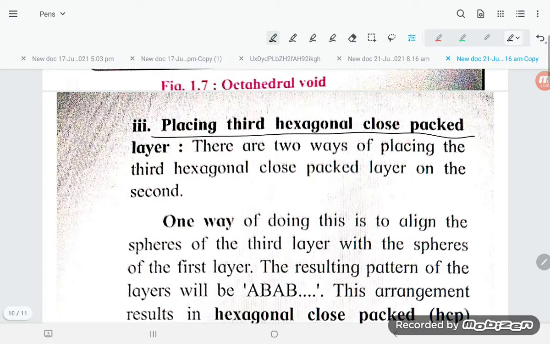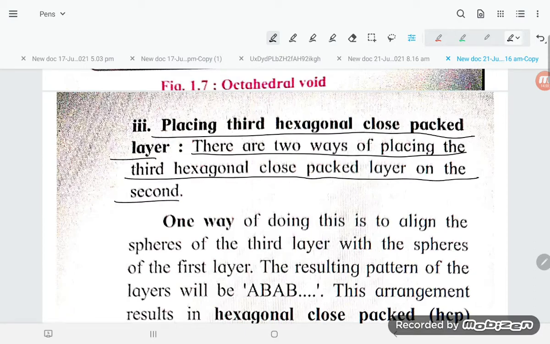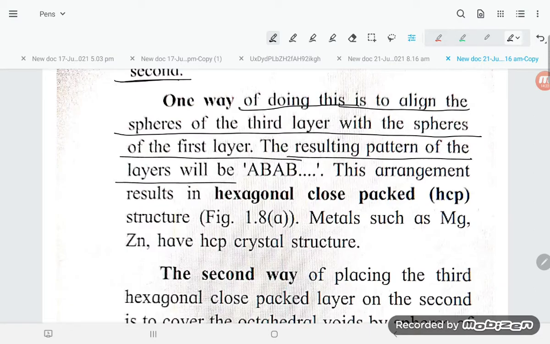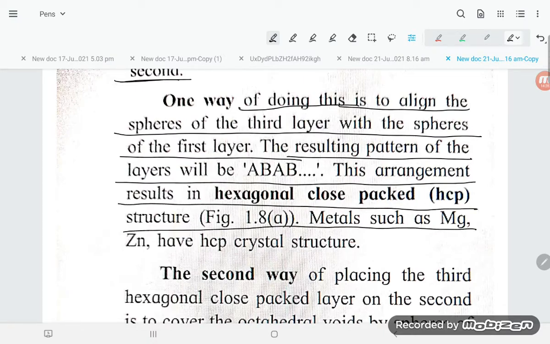Placing the third hexagonal close-packed layer. There are 2 ways of placing the third hexagonal close-packed layer on the second. One way of doing this is to align the spheres of the third layer with the spheres of the first layer. The resulting pattern of layers will be ABAB. This arrangement is called hexagonal close-packed structure. Metals such as magnesium and zinc have the HCP structure.